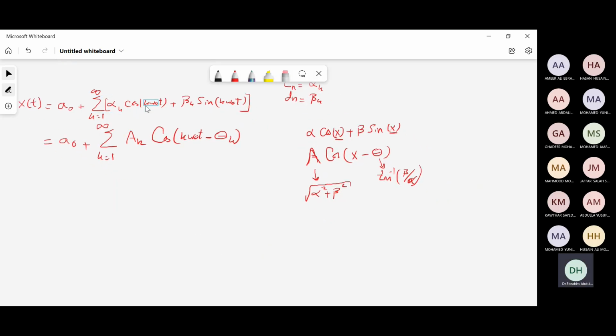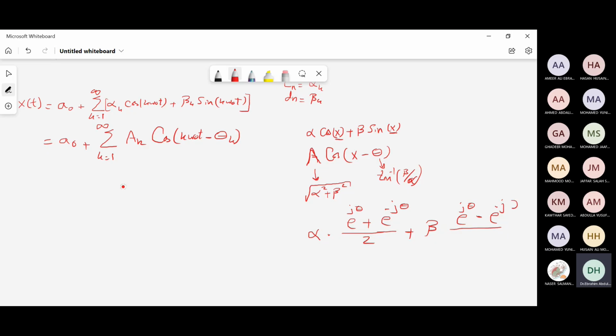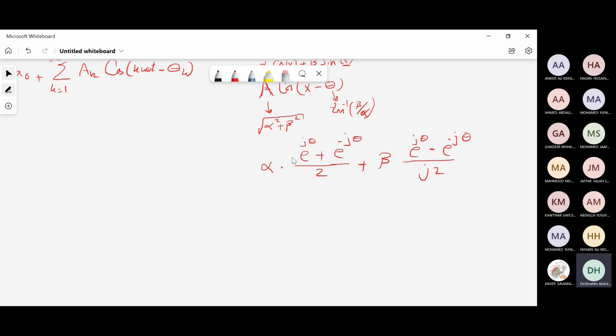Also, see this one, alpha cosine. I can write it using the Euler identity as alpha multiplied by e to the power of j theta plus e to the power of minus j theta divided by 2, plus beta k multiplied by e to the power of j theta minus e to the power of minus j theta divided by j2.